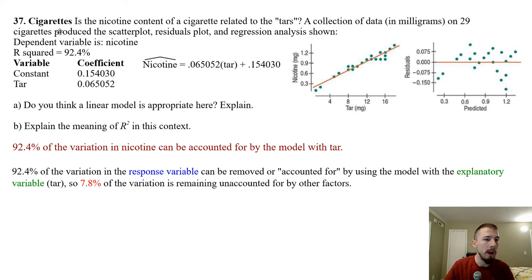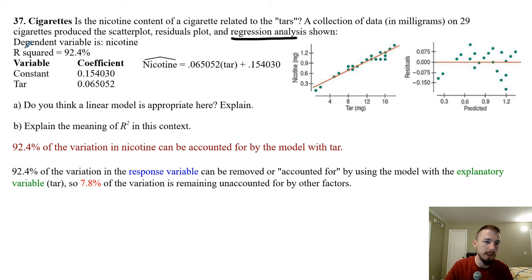All right, cigarettes. Is the nicotine content of cigarettes related to tar? Wow, this is like Tarzan. A collection of data in milligrams on 29 cigarettes produced the scatter plot, residuals plot, and regression analysis shown. This whole regression analysis is why I want to do the problem with you. This is a regression analysis right here.